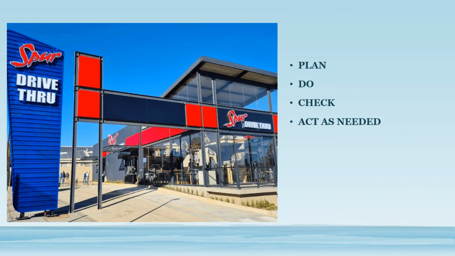Now guys, for the do, small scale, they've only changed, I think if I remember correctly, 5 Spurs into a drive-through system. For check, they said they're going to give it a certain time frame. At the end of this time frame, if these businesses have an increase in sales, they are then going to act as needed and start to change all of the Spurs across South Africa. In other words, implement this drive-through system on a wide scale. The reason why they do things on a small scale first is that if it doesn't work, then they haven't wasted a lot of money by changing everything.